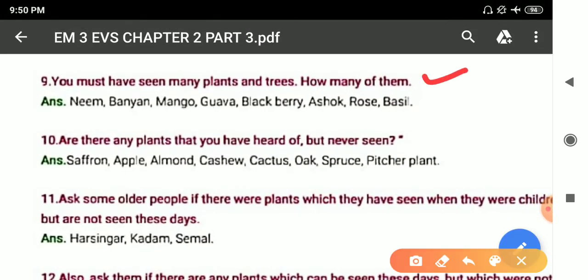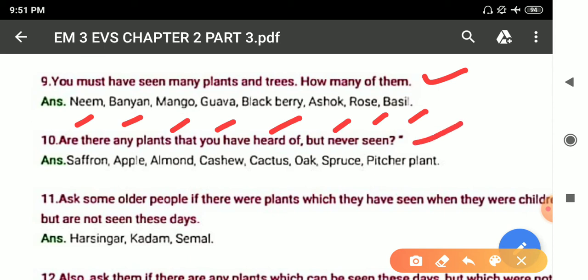You must have seen many plants and trees. How many of them? So we usually see around us neem, banyan, mango, guava, blackberry, ashoka, rose, and basil. So neem, banyan, and mango we usually see at our home places as well, in the school as well, and basil and rose as well, and blackberry, guava, ashoka, all these even we can see sometimes around us.